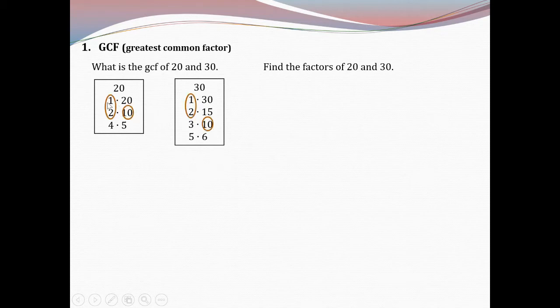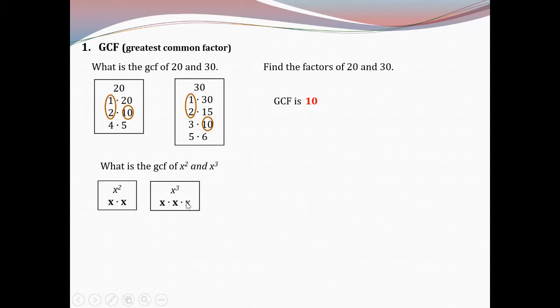So these are the factors that they have in common. What's the greatest one? The GCF is 10. Okay. Now, what is the GCF of the variables x squared and x cubed? x squared is the same thing as x times x, and x cubed is the same thing as x times x times x.